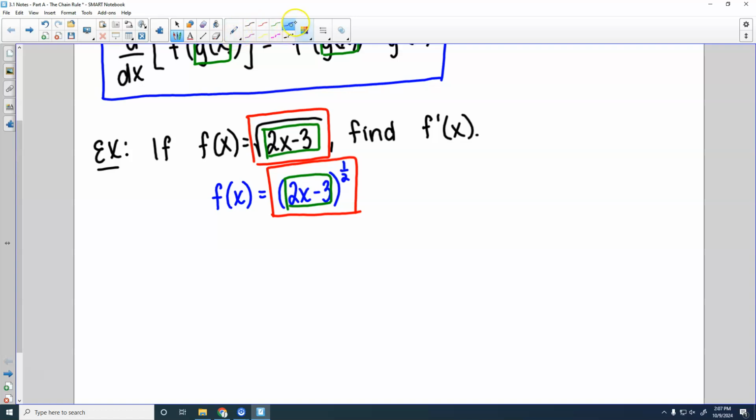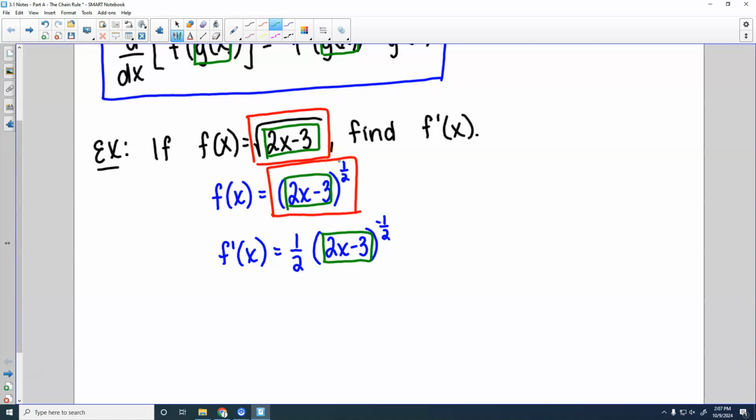So when we take that derivative, the stuff on the inside does not change. So you'll have 1/2 times the something, and then we've got to subtract 1 from our exponent, so we'll get -1/2 there.